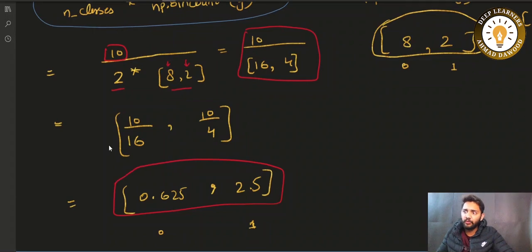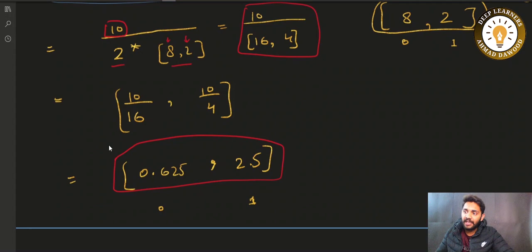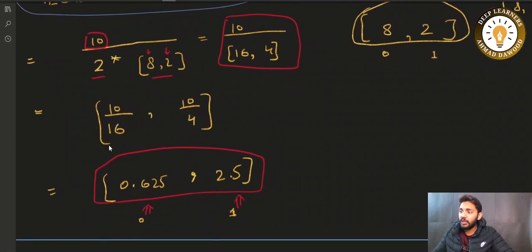You will get this type of array. It means that any sample belonging to zero class has weight 0.625, and any sample belonging to one class has weight 2.5. Okay, now whenever you multiply 2.5 with the total number of samples, which is 2, for the one class your result will be 5, and your total number of samples belonging to zero class are 8. When you multiply, you will get 5 again.